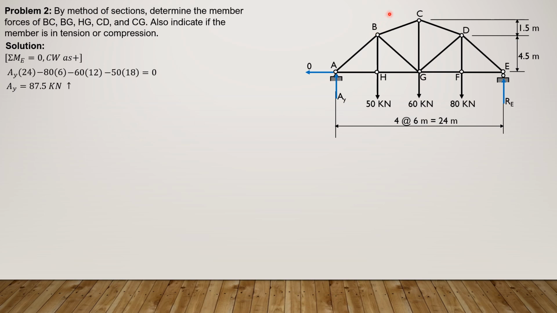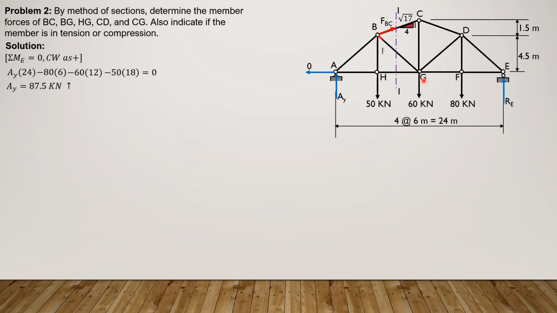Then we section BC, BG, and HG. All these are required in the problem by a vertical section. So call this section 1-1, and let's indicate the unknown forces. So FBC, FBG. By the way, the slope of FBC is 6 horizontal, 1.5 vertical. So 6 divided by 1.5 is 4. So we can reduce it to 4, 1 vertical, then square root of 17 for the hypotenuse.